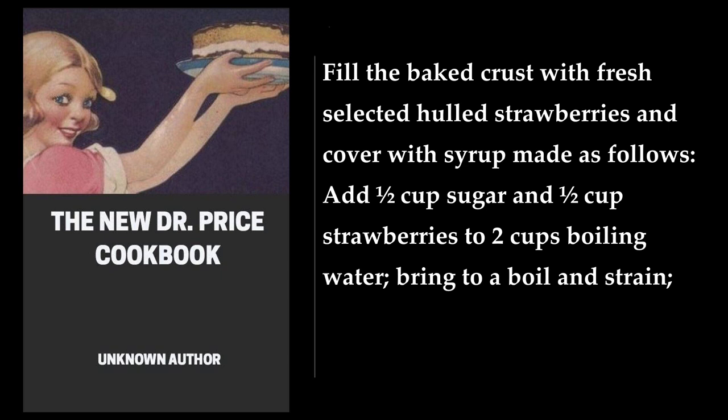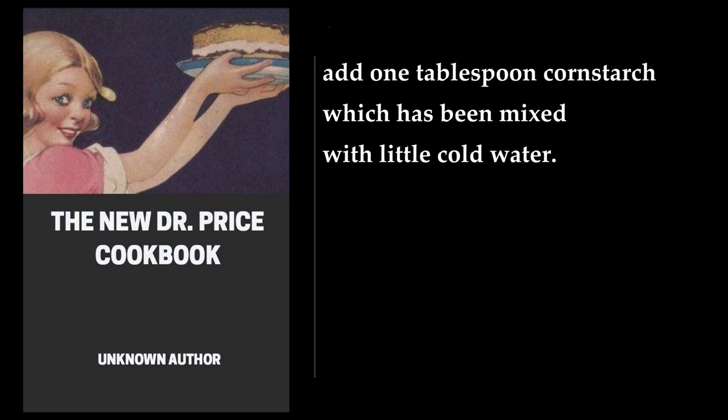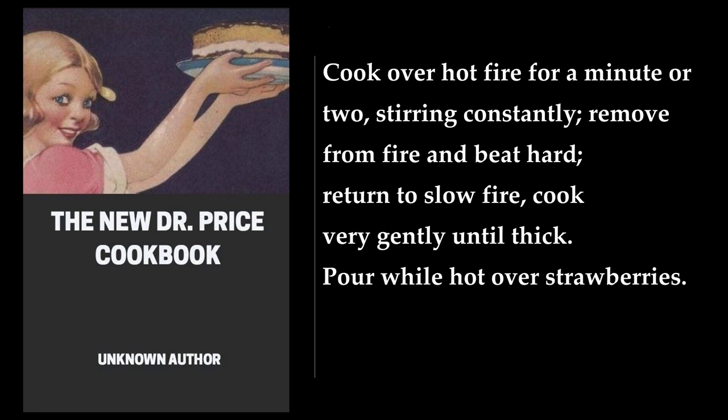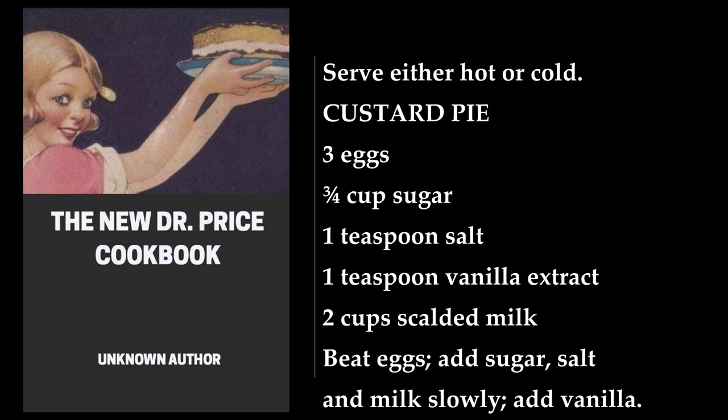Add 1/2 cup sugar and 1/2 cup strawberries to 2 cups boiling water, bring to a boil and strain. Add 1 tablespoon cornstarch which has been mixed with a little cold water. Cook over hot fire for a minute or two, stirring constantly, remove from fire and beat hard, return to slow fire, cook very gently until thick. Pour while hot over strawberries. Serve either hot or cold.